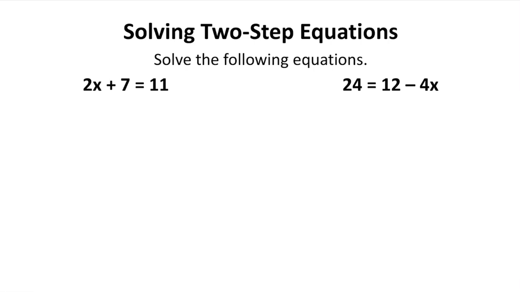Let's look at this two-step equation. We're going to go to the side the variable's on. The x is over here. We find the constant. It's plus 7 here. We're going to do minus 7 on both sides.